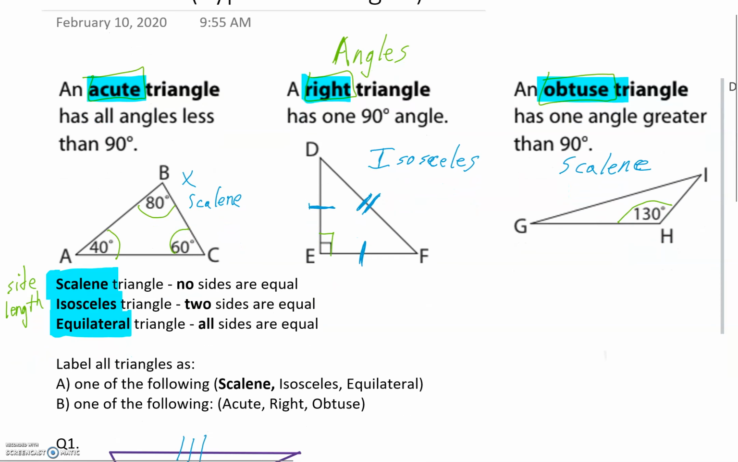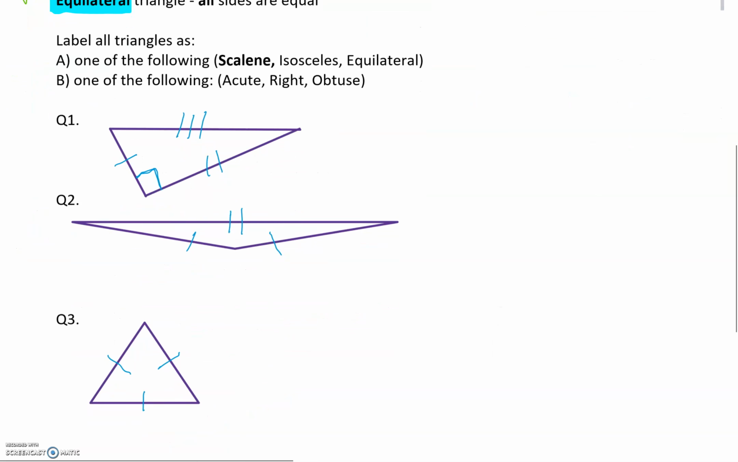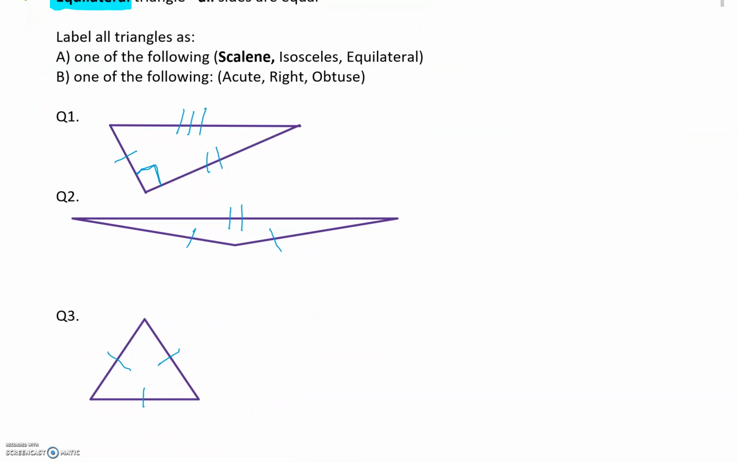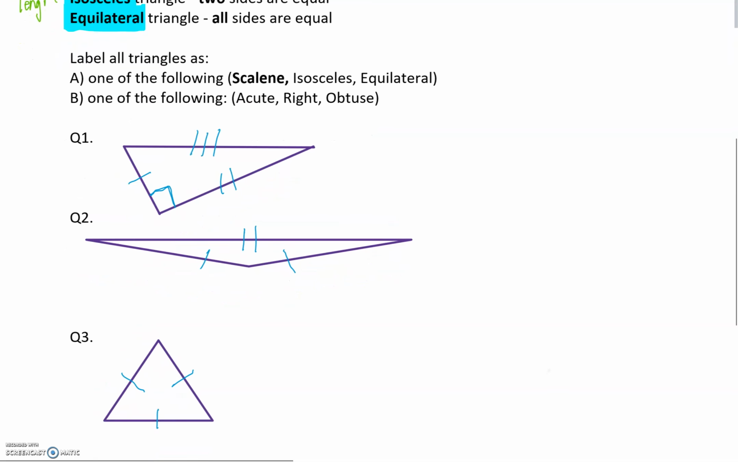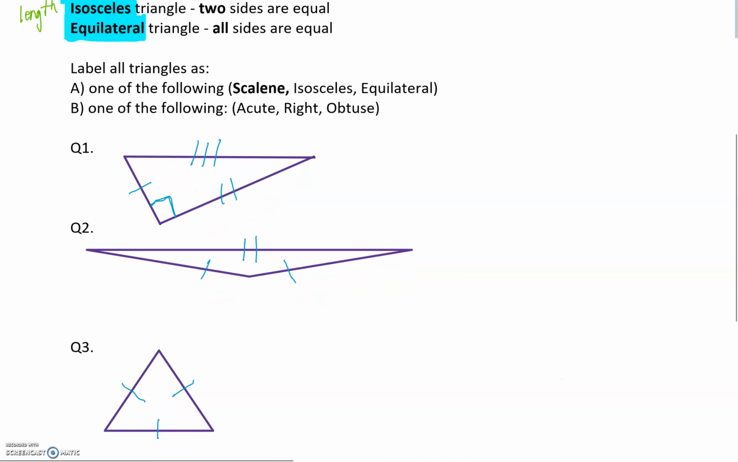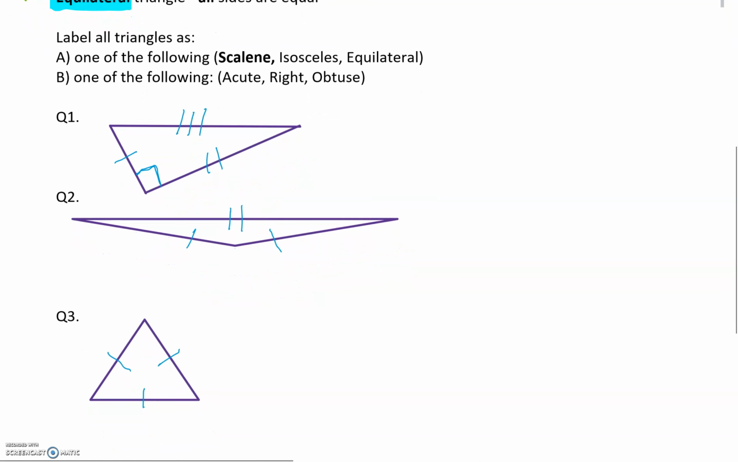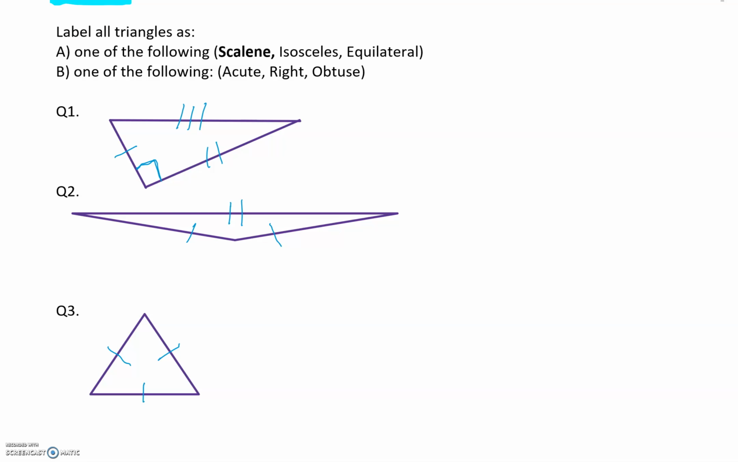Alright. Now if you look down here, label all of these triangles as scalene, isosceles, equilateral, as well as the angle versions, acute, right, and obtuse. So scalene, remember, is no sides are equal, isosceles, two sides, equilateral, all sides are equal. Well, if we start right away at the top, we have all sides are not equal. So this is scalene. If you want to pause it now, this might be a good time.